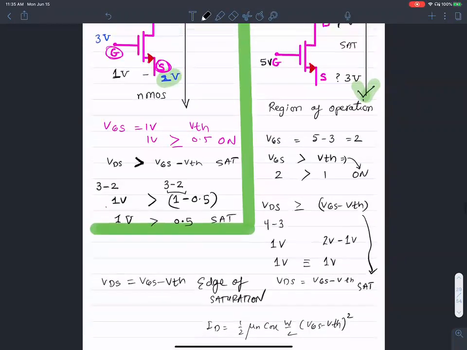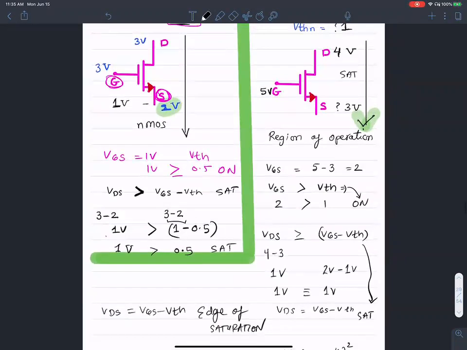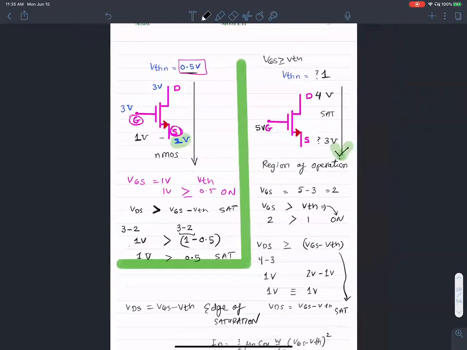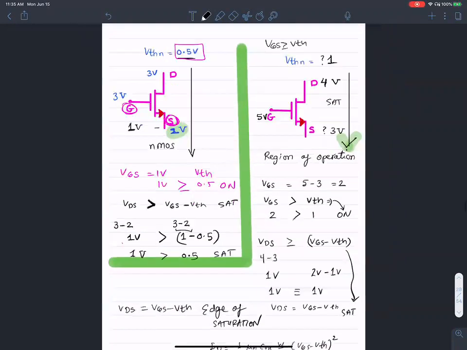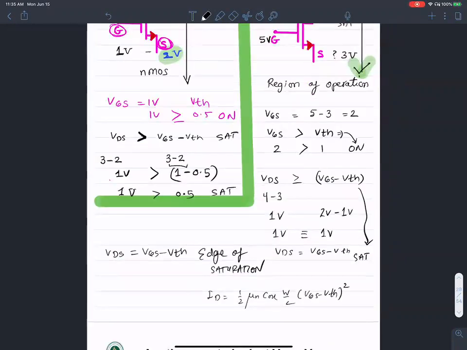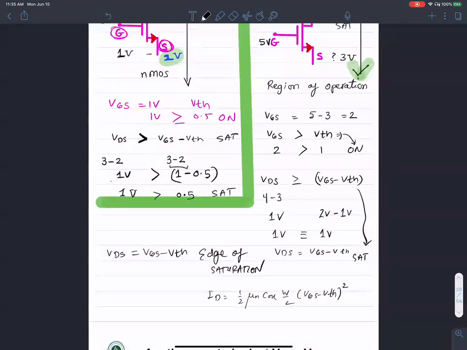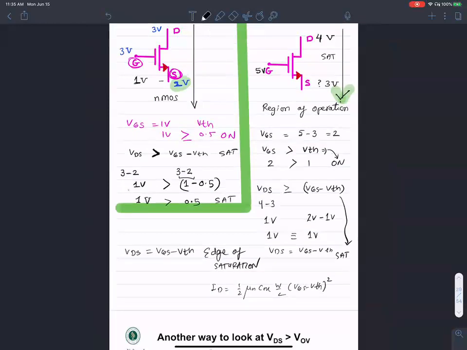Or in linear region, it's a little different, not quite charging the capacitances. But the idea is that there is not enough voltage on the drain to have a big enough current. Okay, we'll talk about that. We'll talk about the operation a little bit more.